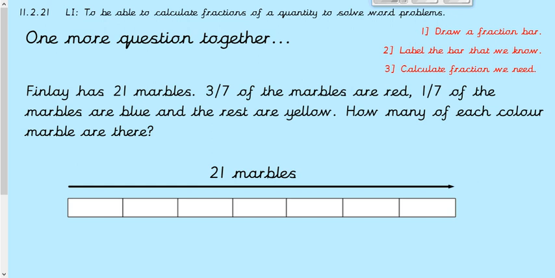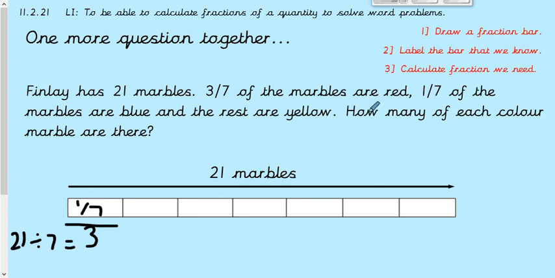It says Finley has 21 marbles. 3/7 of the marbles are red, 1/7 of the marbles are blue, and the rest are yellow. How many of each colour marble are there? So we know there's 21 altogether, so therefore this whole bar model represents 21. Now, we need to work out what 1/7 is first. We need to work out the value of each part. So to work out 1/7, we can do 21 divided by 7, which would be 3. So we know that each part, I'll write that there, each part is worth 3, okay?